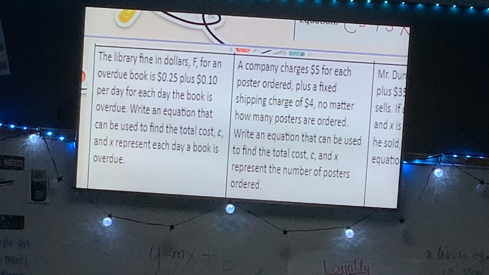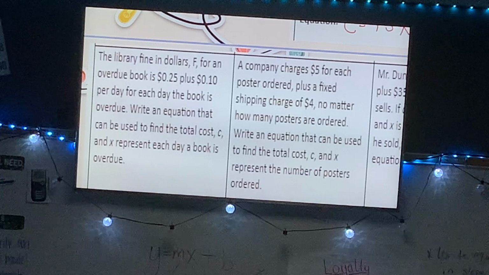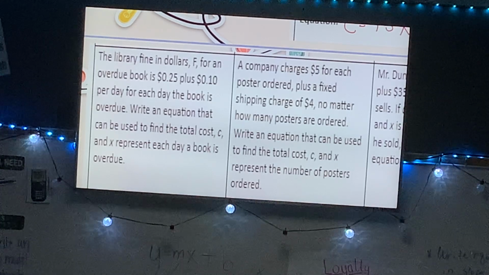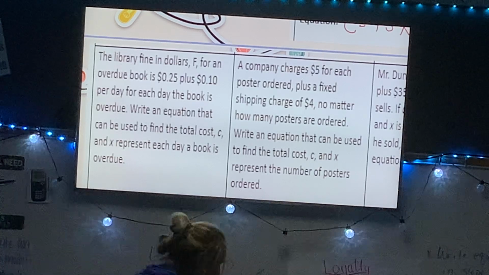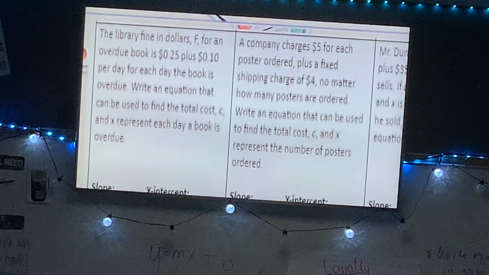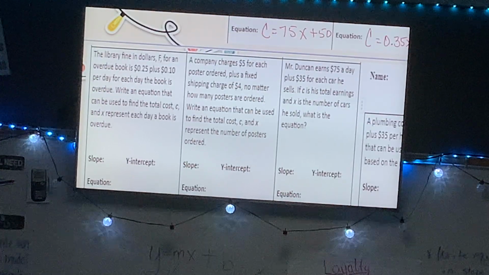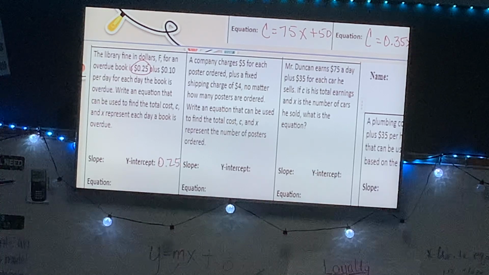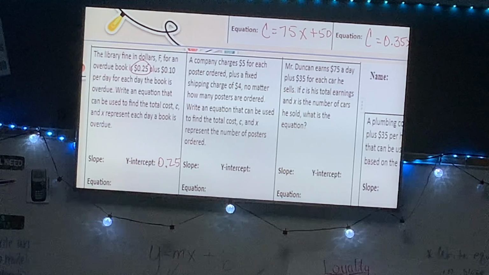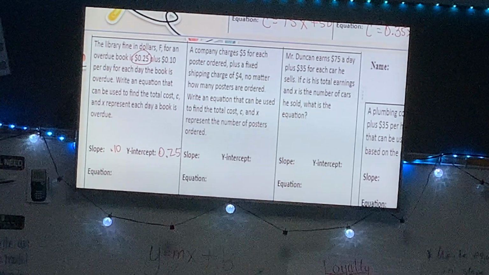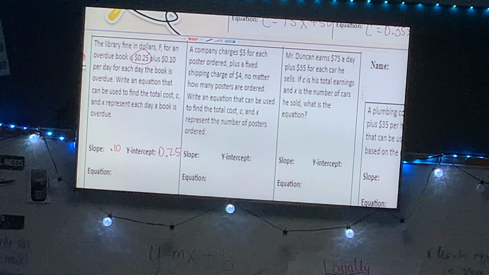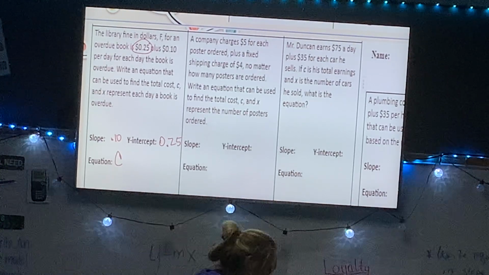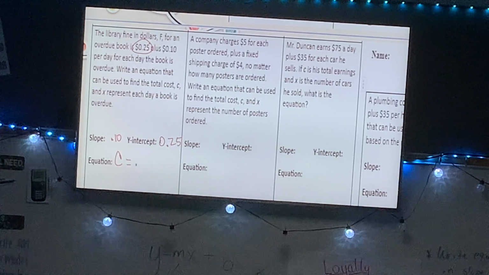The library fine in dollars F for an overdue book is 25 cents plus 10 cents per day, not $10 per day. Whew. For each day the book is overdue. Write an equation that can be used to find the total cost C, and X represents each day the book is overdue. What is your y-intercept? 0.25. So if it's overdue, they're automatically gonna charge you 25 cents. How much is it per day? 10 cents. So that's the slope because we don't know how many days extra you're going to be charged. So write an equation to find the total cost C and represent each day a book is overdue. So C is 0.10x plus, and if you put a 0, yes, that's fine.